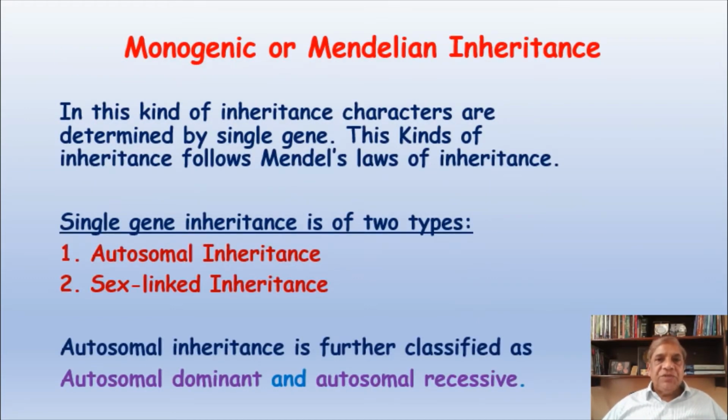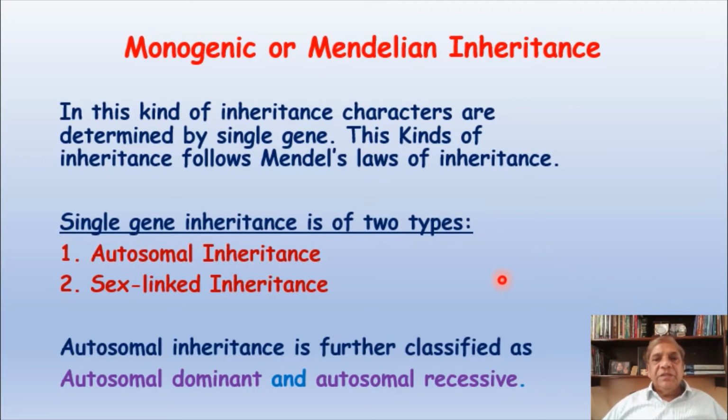Now this monogenic or Mendelian inheritance, we will now confine only to the monogenic or Mendelian inheritance. In this kind of inheritance, characters are determined by a single gene, that I have already told you. This kind of inheritance follows Mendel's laws of inheritance. We have already learned about Mendel's laws of inheritance.